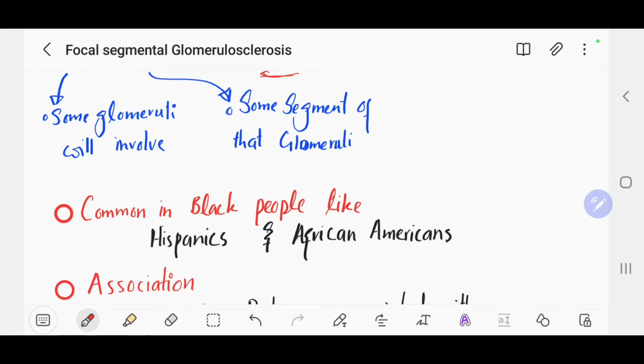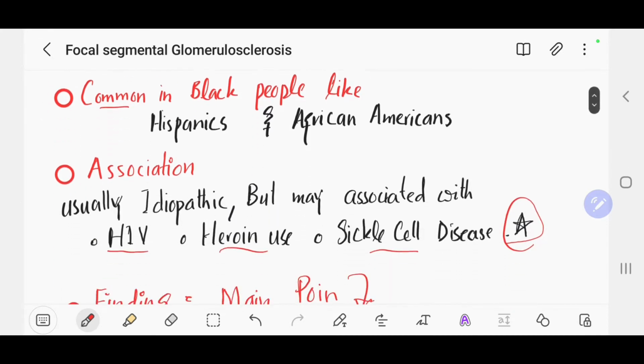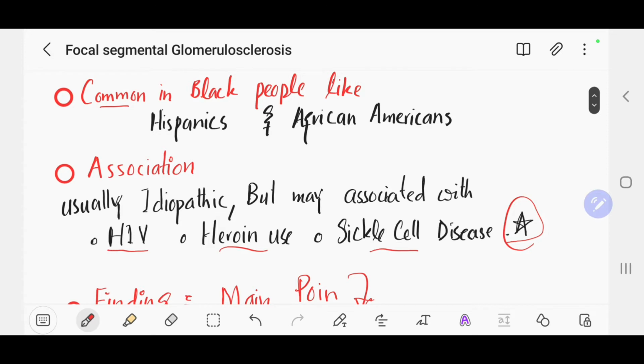Actually, this disease is common in Black people like Hispanics and African Americans. Okay, usually this disease is idiopathic but may be associated with HIV patients, heroin use, and patients with sickle cell disease. I will give this a star. This is actually important.